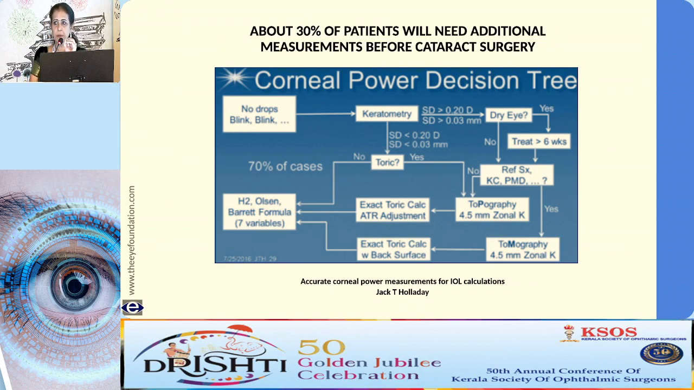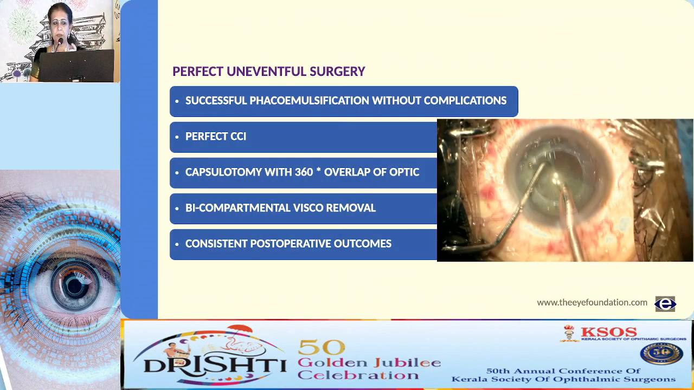In only 30% of the patients, you realize that on keratometry the standard deviation is more than 0.2. Then could it be dry eye? If it is dry eye, treat it and then take your measurements. If it is not dry eye, it could be a refractive surgery eye, an early keratoconus, or PMD. Then you do a topography. You definitely need to do a tomography in these eyes. And if there is toricity, you need to use the toric calculator and the best of the formulae to get the best results in that 30% of the eyes.